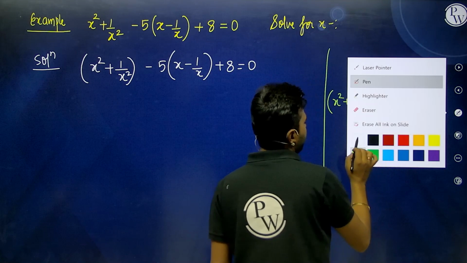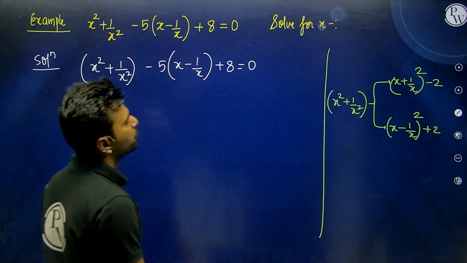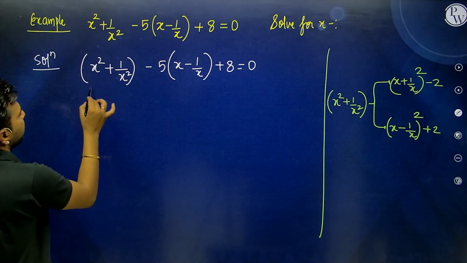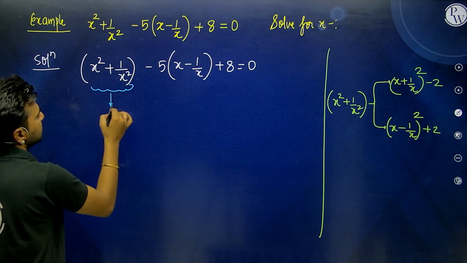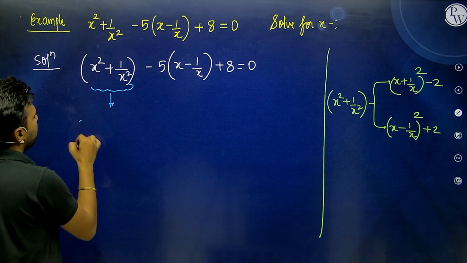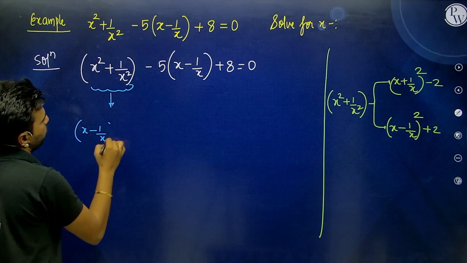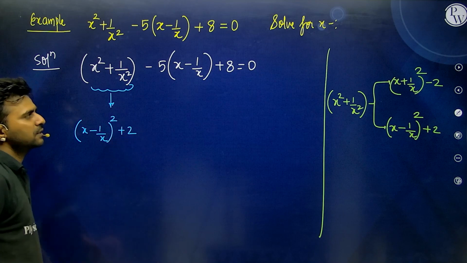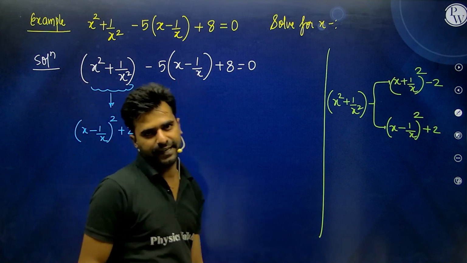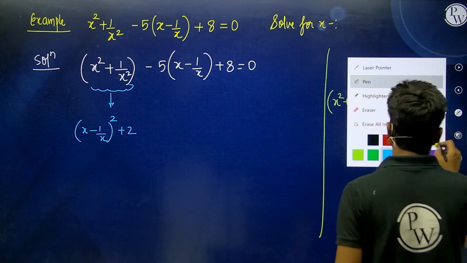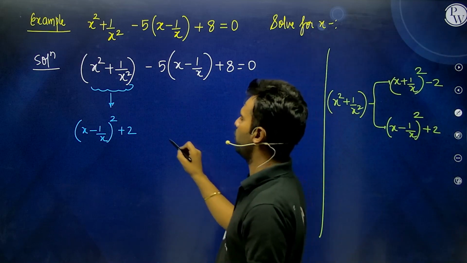Now in this question, which form should we use? We can rewrite this as x minus 1 by x the whole square plus 2. Why? Because x minus 1 by x is already there in the problem. Yes or no, everyone? Yes, sir. Okay, moving ahead.